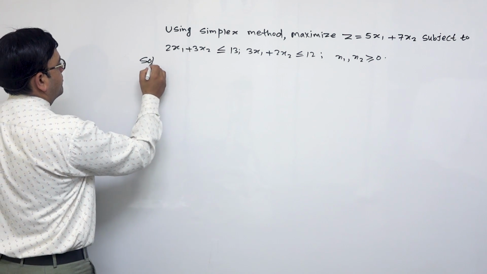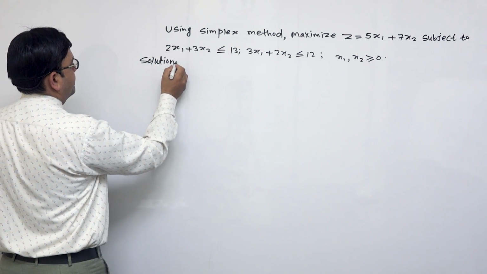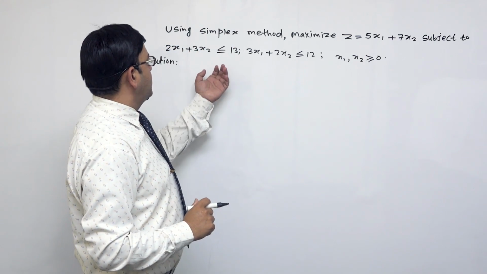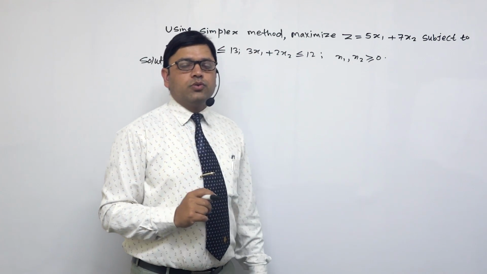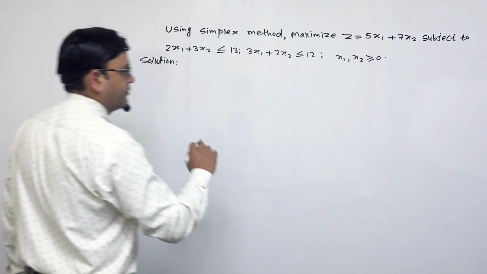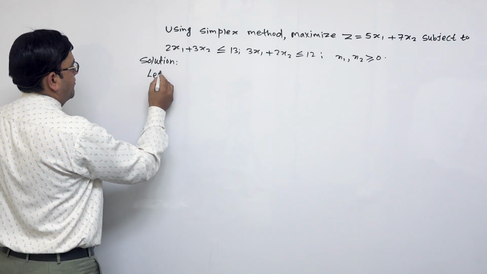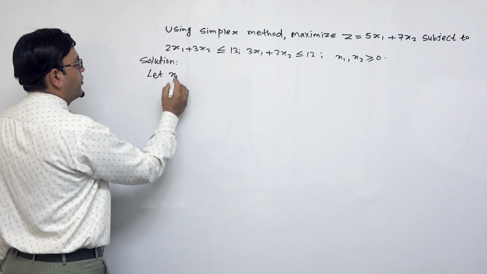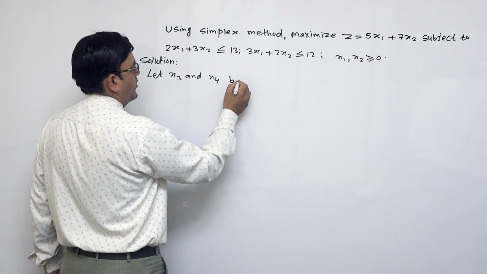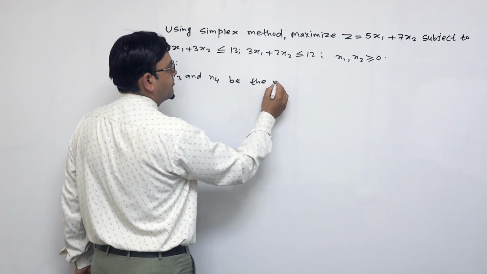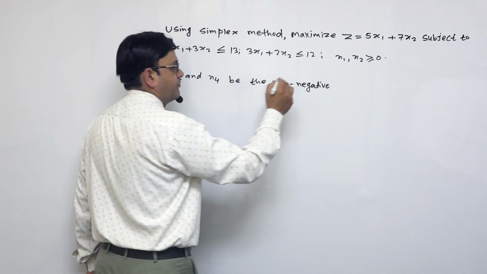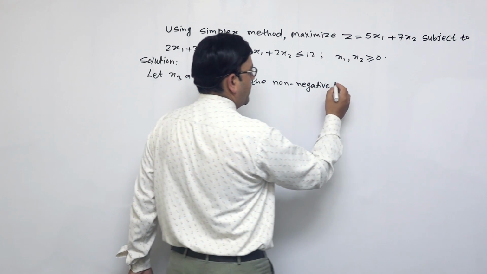Solution. Here, we have to solve this question by using the simplex method. So, we have to suppose slack variables. Let x3 and x4 be the non-negative slack variables, since we have x1 and x2.